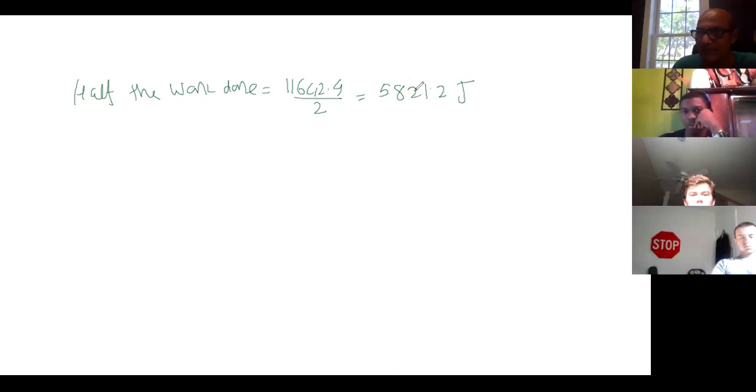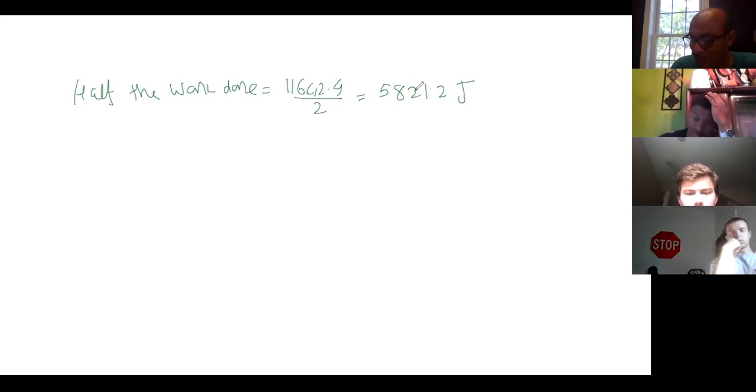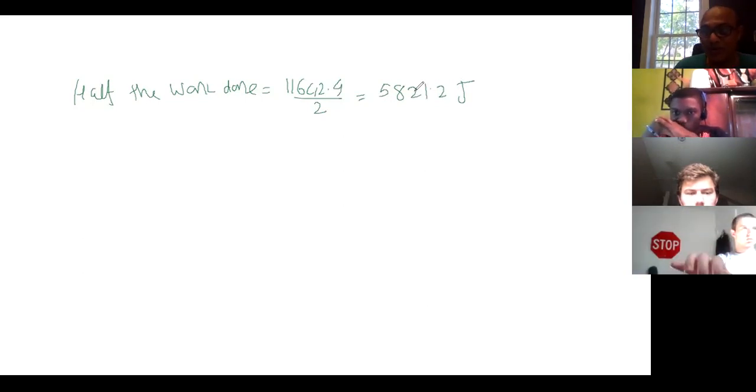Yes or no, guys? Yes, sir. Now find a height h such that the work in pulling the rope from x equal to 0 to x equal to h is this one. The half of the work done is given to you, right? And what we want to find is that height h such that the work in pulling the rope from x equal to 0 to x equal to h is equal to 5821.2, half of the work done. That's the meaning. Let me write it down for you. Probably that will give you more sense.